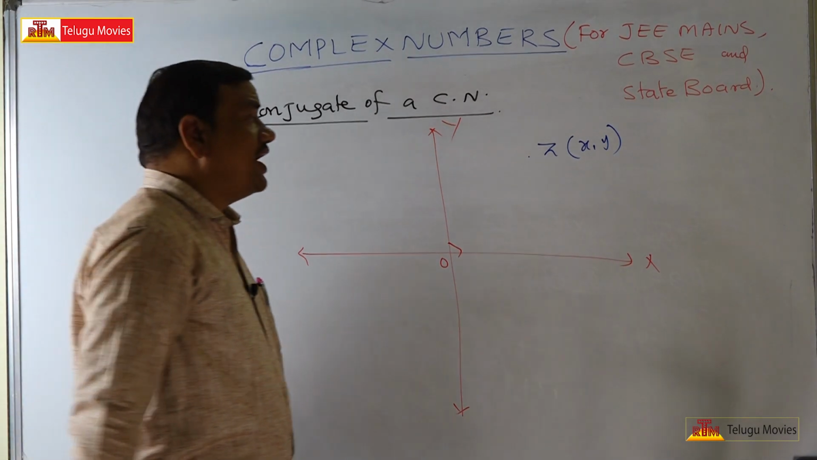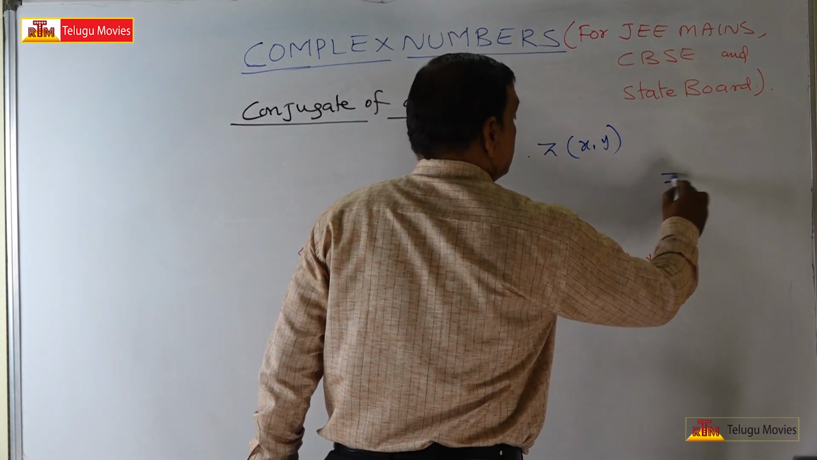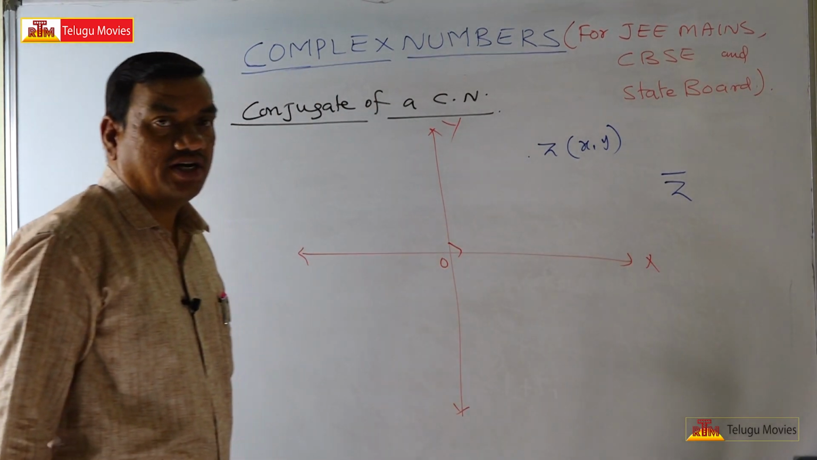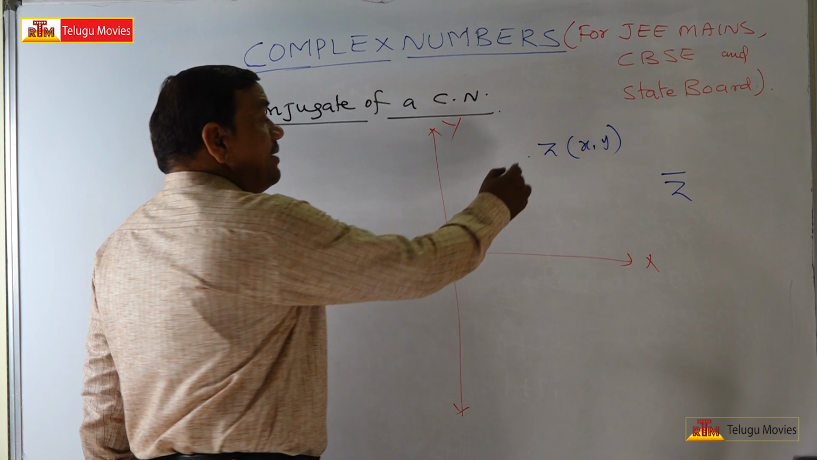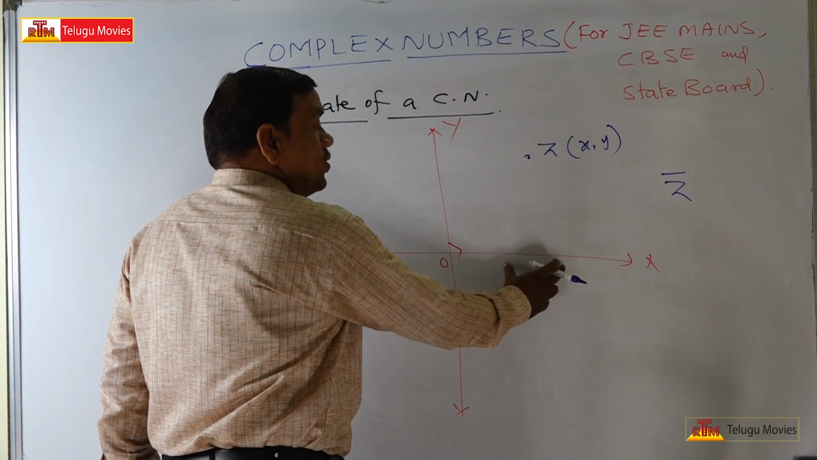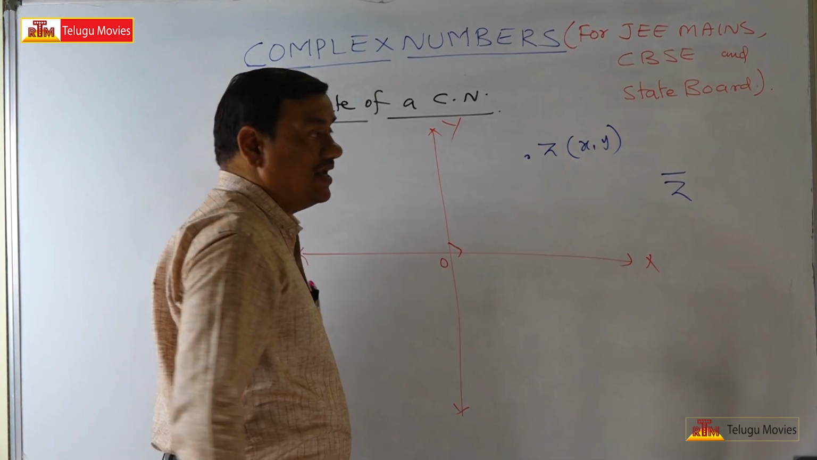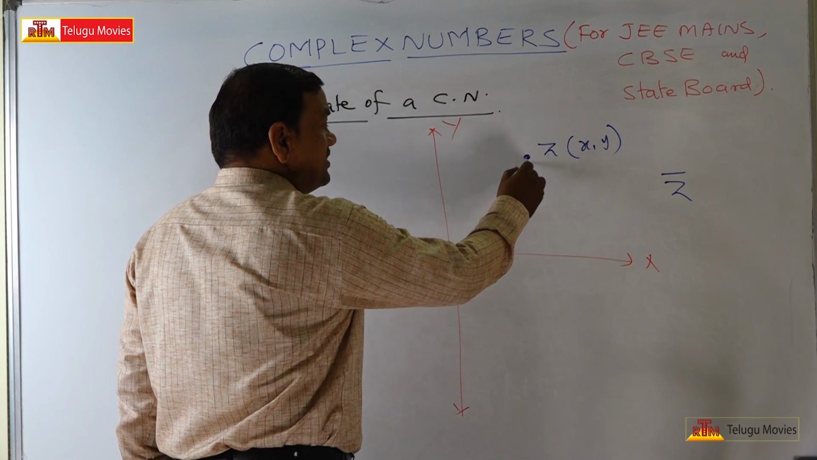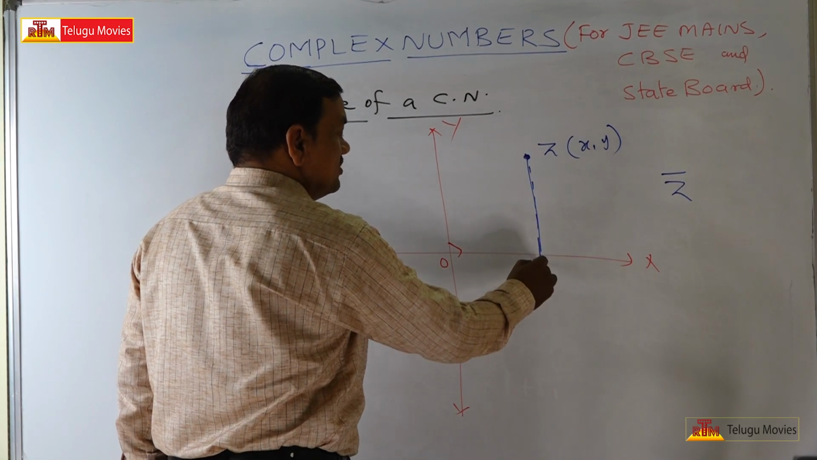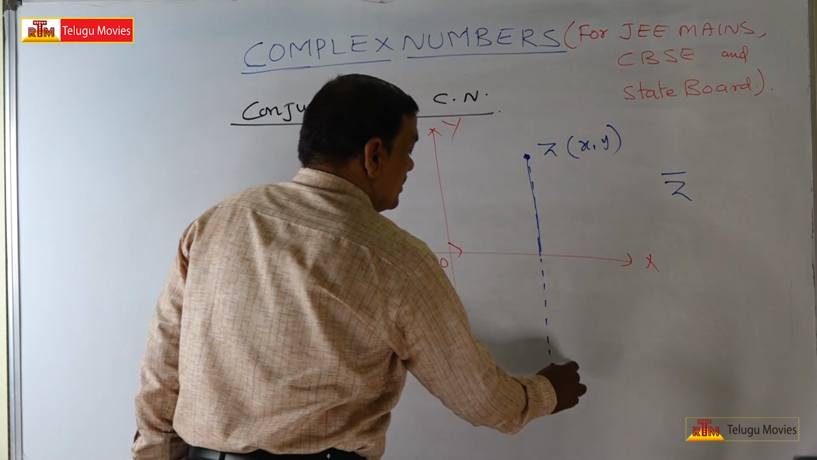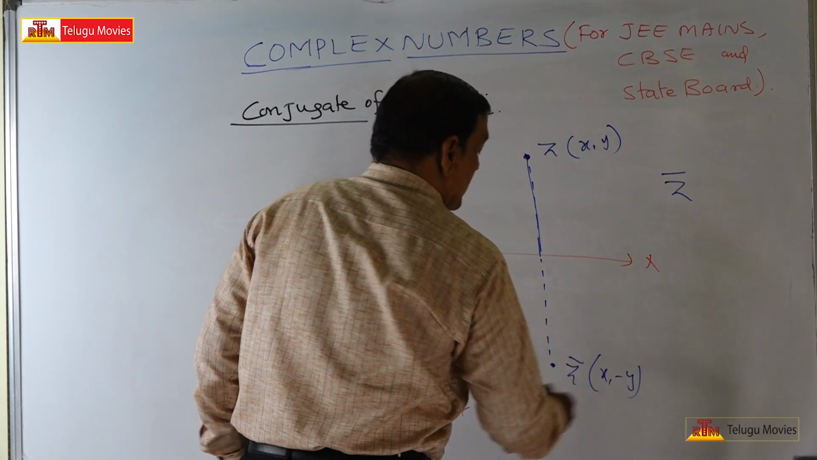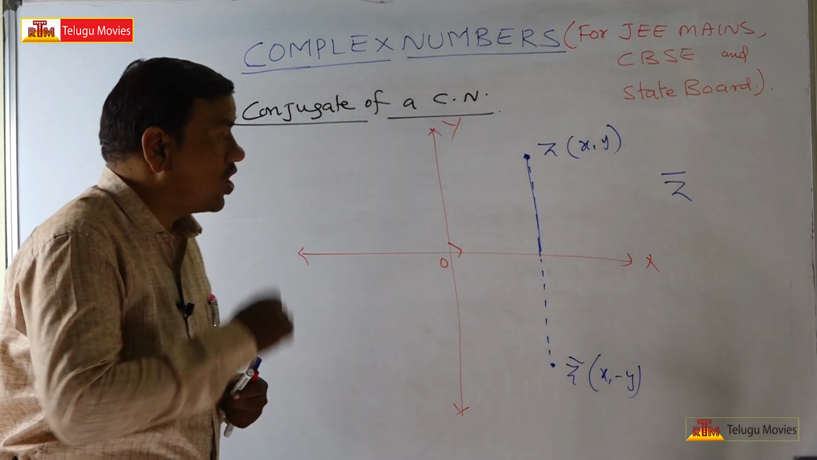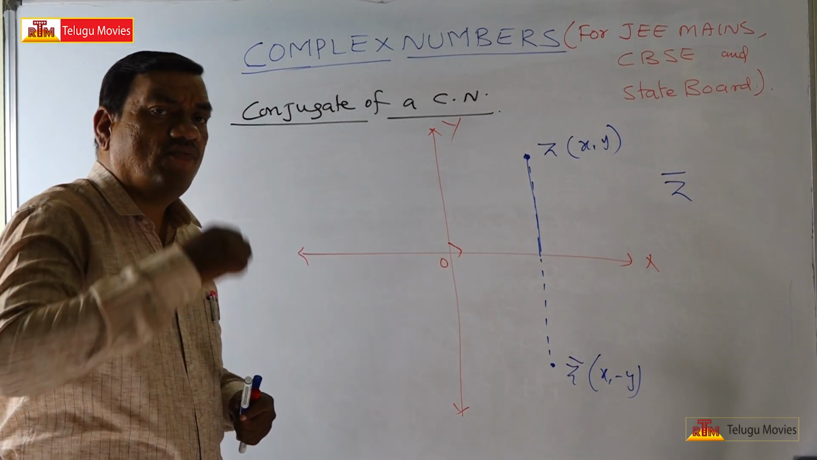Its conjugate is denoted by z bar, and it is defined as its image with respect to the real axis. Image with respect to the real axis means what? Its image will be here. This is z bar, and this is given by x, -y. That is the definition of the conjugate of a complex number.